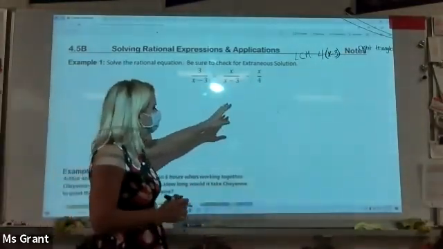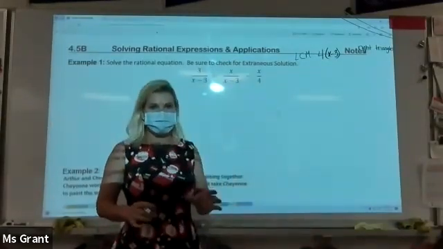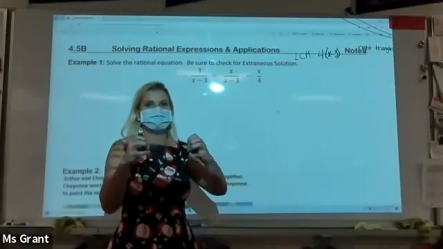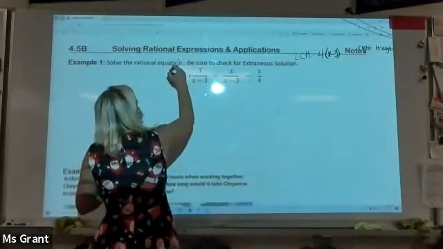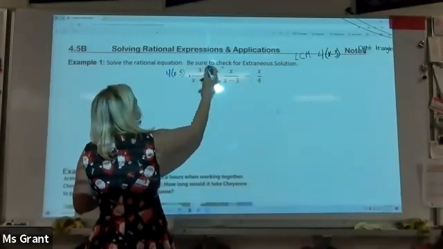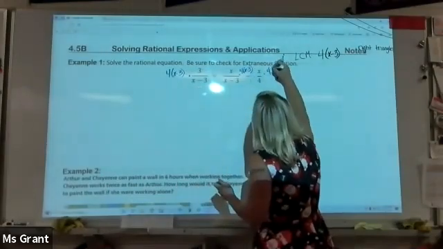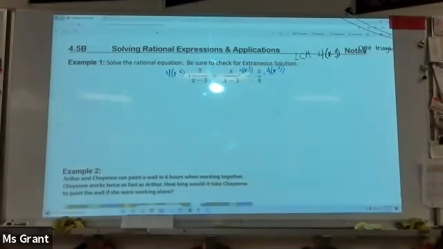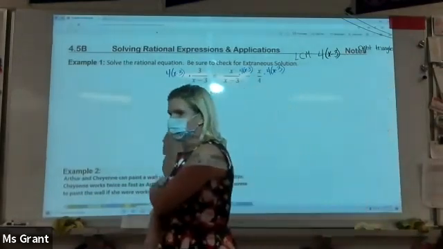And I keep them separate. I'm not going to distribute that. You just keep them in their own separate parentheses. So if that's going to be my common denominator, then I have to multiply every single term by both of those things. Remember, do not distribute. Do not distribute. Okay, ready?